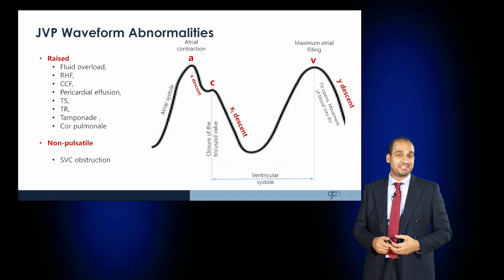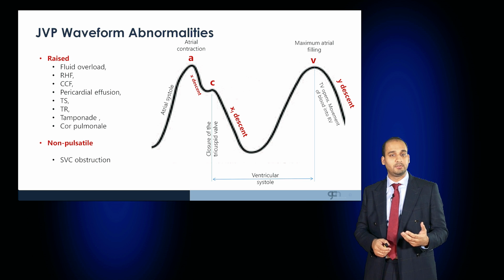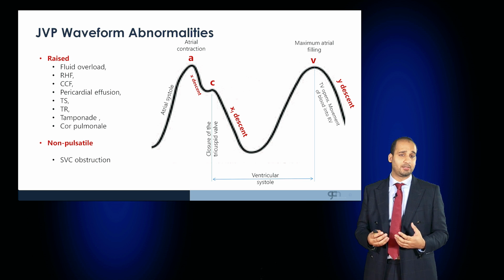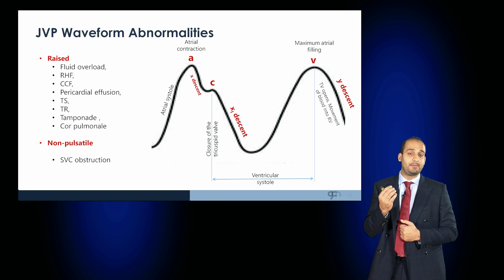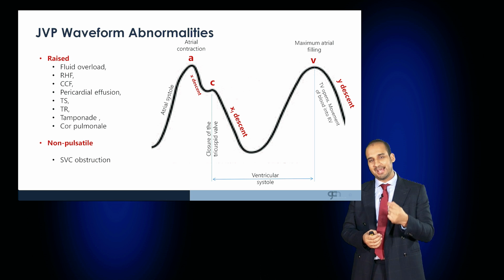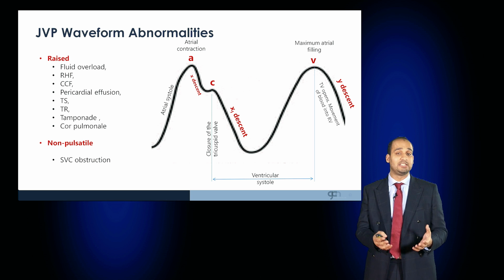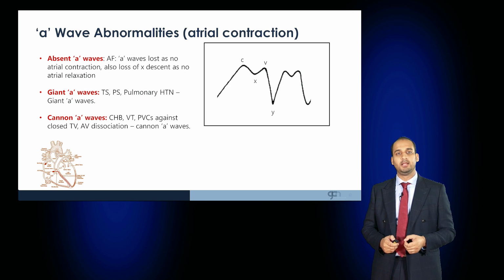Things that would raise the JVP: fluid overload, right or left or congestive heart failure, pericardial effusions, valvular disease, tamponade, cor pulmonale would raise the JVP. Occasionally the JVP can be raised without its normal waveform. It loses the pulsatility, and that can suggest something sinister such as SVC obstruction by potentially a respiratory tumour.